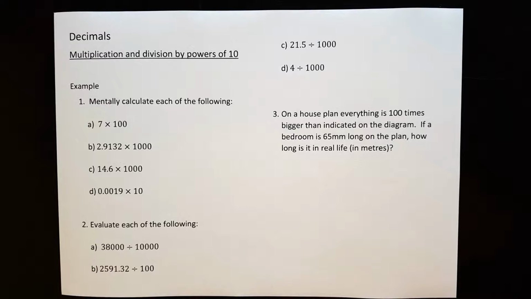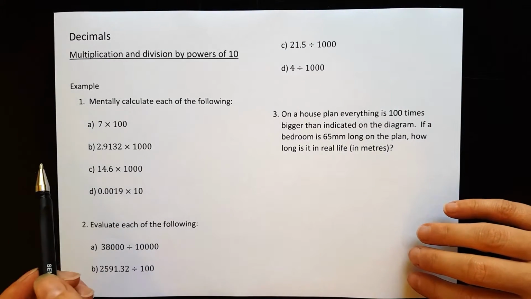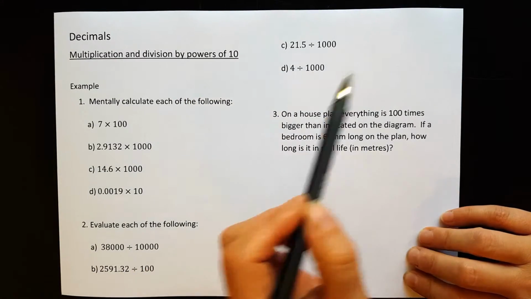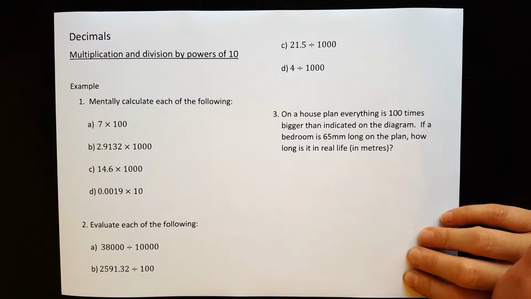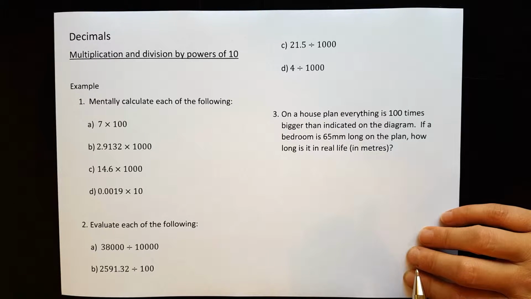Today I'm going to be teaching you some decimals and we're going to be looking at the multiplication and division by powers of 10. So what that means is basically we're going to be moving our decimal point towards the right if we're multiplying by powers of 10, or to the left if we are dividing by powers of 10.